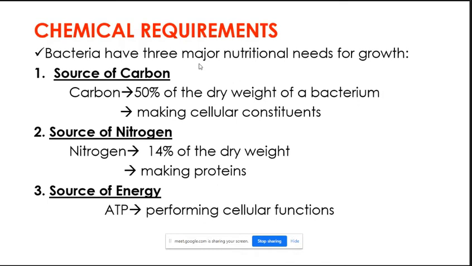And this makes up 50% of the dry weight of a bacterium. Whereas nitrogen, this is used for making proteins, and it makes up 14% of the dry weight. And of course, the source of energy, which is also needed in performing cellular functions, and that would also be your adenosine triphosphate. So we'll get into that one by one.